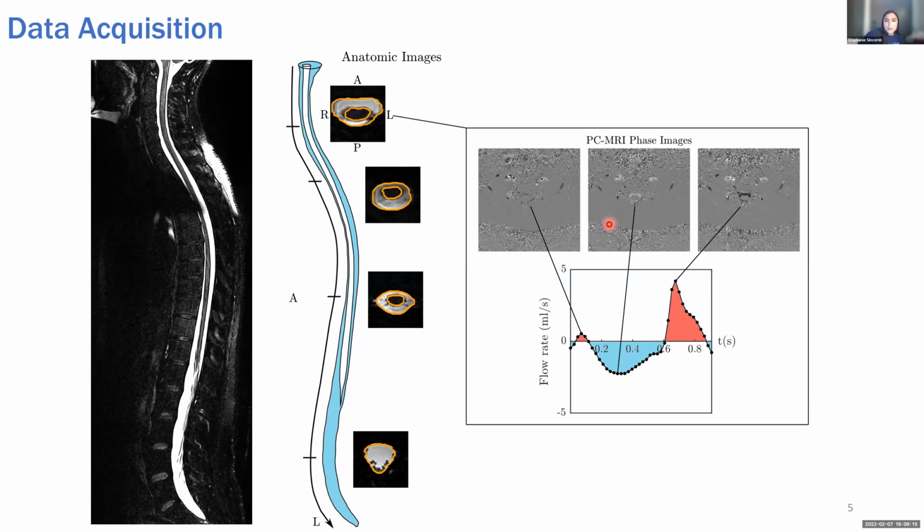The phase contrast, for those who may be more familiar with MRI, we made sure that the velocity encoding value, or the Venc value, was high enough that aliasing in these images didn't occur. So basically it had to be adjusted as we went along the canal.